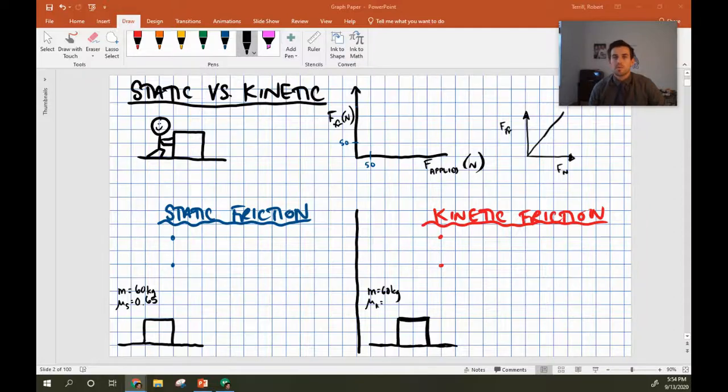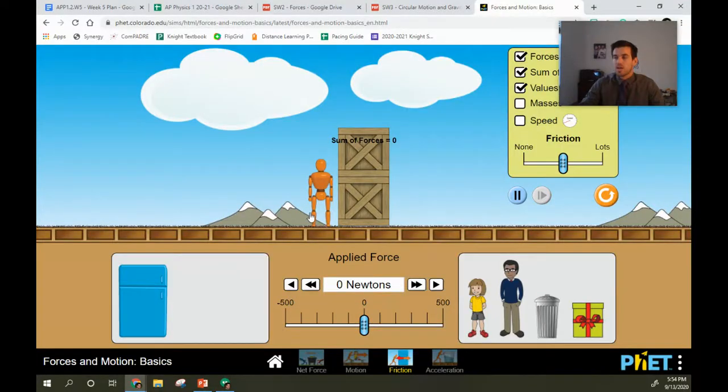All right, let's learn about the difference between static and kinetic friction. We'll start learning about static and kinetic friction by just imagining a simple scenario that you guys already played with last week, of a person just pushing an object. So I'm going to open up the simulation you guys have already played around with a little bit to demonstrate a couple quick things.